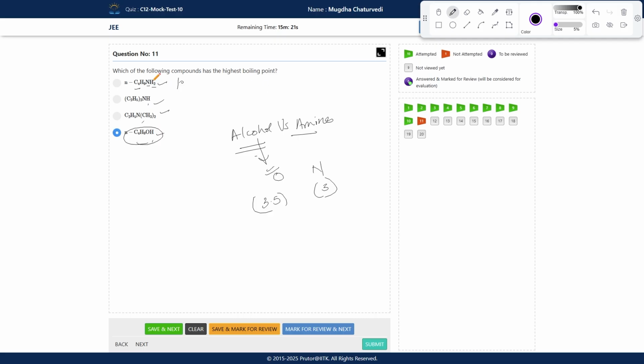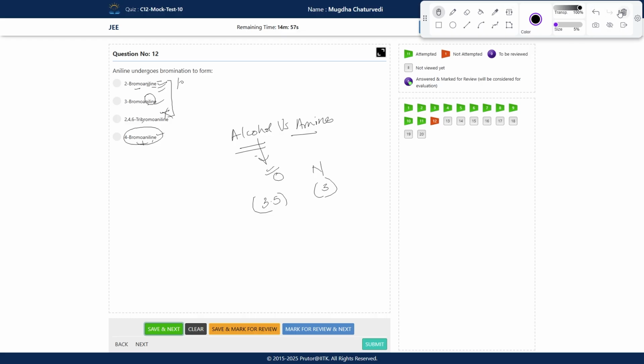And if I compare primary, secondary and tertiary amine, then in primary amine you have two hydrogens which are available for hydrogen bonding. Here you have only one, and here you have no hydrogen which is available for hydrogen bonding. Okay, so for this the right answer will be alcohol, which is n-C4H9OH. Okay, so this is the right answer.